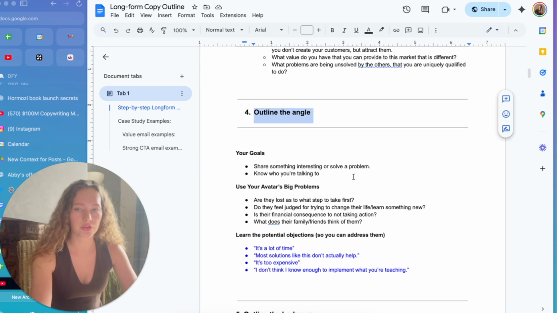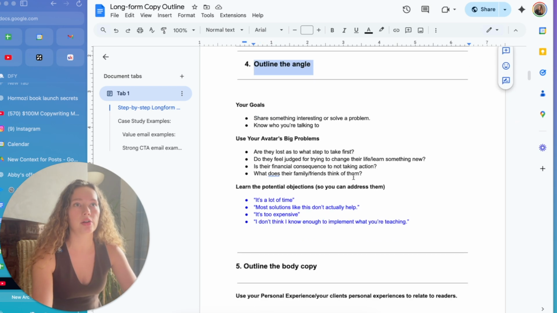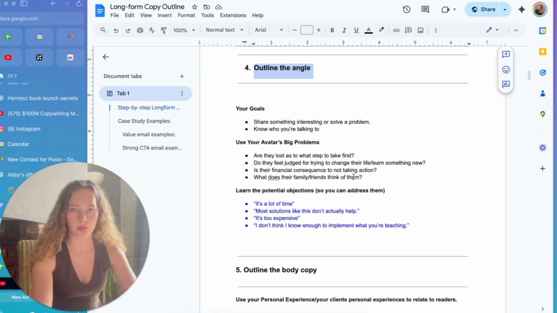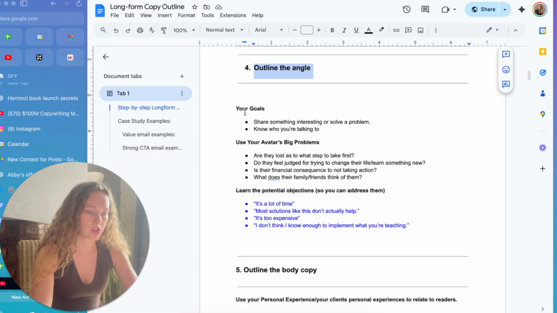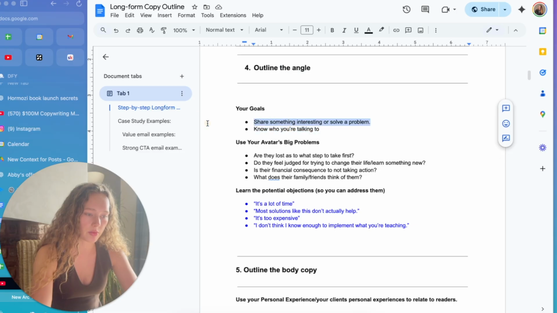Four, outline the angle. So the angle is how you're actually going to go about presenting the idea in your post. It's kind of like how you're going to open it and how you're going to close it, and what side of this problem you're going to be attacking it from. So share something interesting or solve a problem in the post.